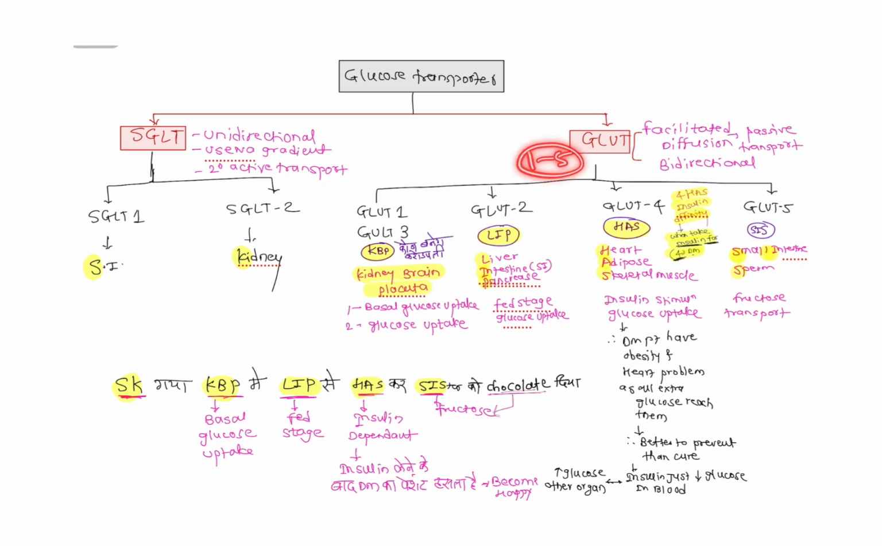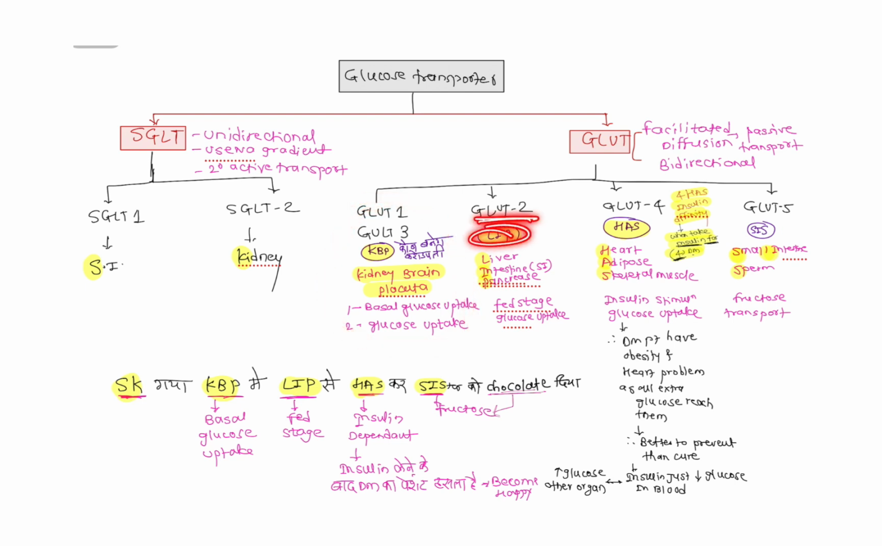We have groups 1 to 5: GLUT1, GLUT2, GLUT3. GLUT1 and GLUT3 are present in the KBP, that is कौन बनेगा करोड़पति: K for kidney, B for brain, and P for placenta. These, GLUT1 and GLUT3, are responsible for basal glucose uptake, that is your KBP.